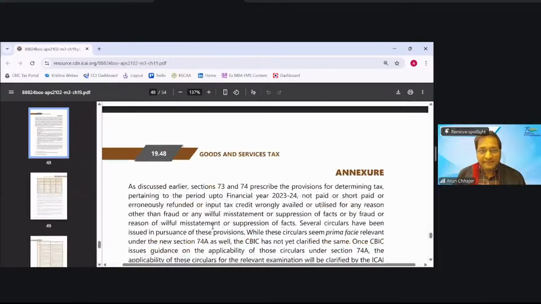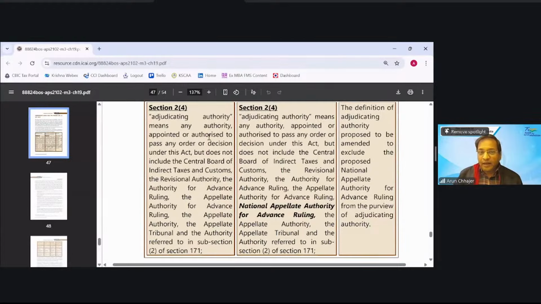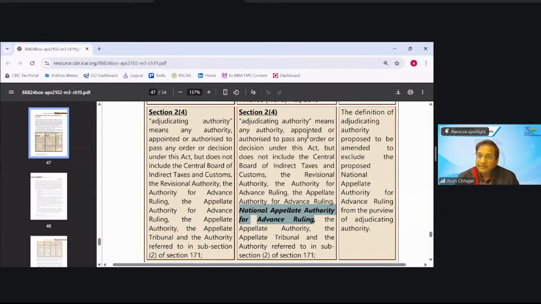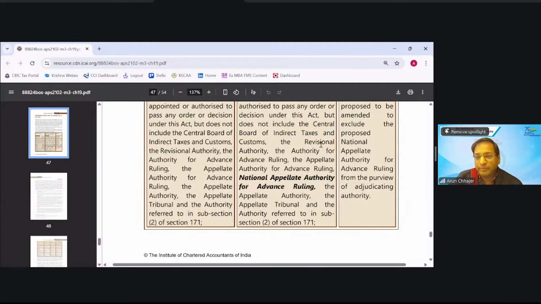एंड देन एक छोटा सा चेंज था. Adjudicating authority means any authority appointed or authorized to pass an order or the decision under this act but does not include CBIC, Revisional authority, the advance ruling authority, appellate authority for advance ruling, appellate authority, appellate tribunal, authority referred to in section 171. इसमें एक और ऐड कर दिया नेशनल अपीलेट अथॉरिटी फॉर एडवांस रूलिंग. ये क्यों ऐड किया? क्योंकि एडवांस रूलिंग में भी आपकी एक नेशनल अपीलेट अथॉरिटी, विच वाज नॉट देयर सिंस बिगिनिंग, 2017 से नहीं है बट बाद में इसको इंट्रोड्यूस किया था. देयरफॉर द नेशनल अपीलेट अथॉरिटी वर्ड हैज बीन एडेड इन द डेफिनेशन. बहुत पुराना अमेंडमेंट है 2019 का, बट जस्ट आपके नॉलेज के लिए मैंने आपको बता दिया.